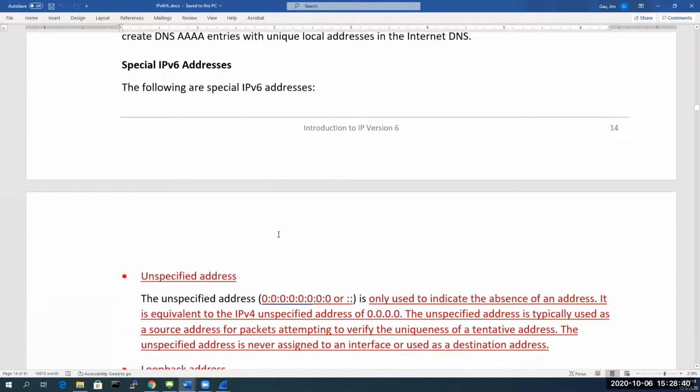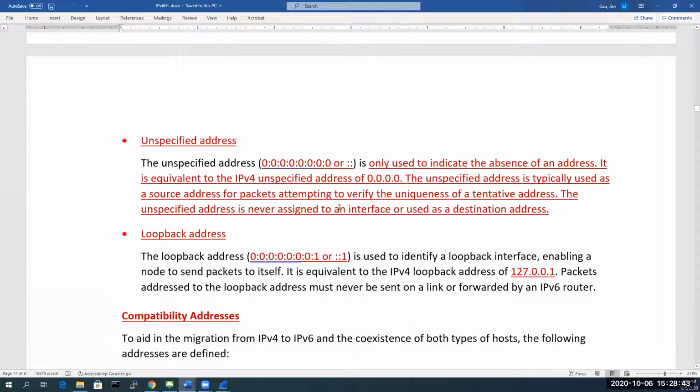Let's continue on. Okay, so let's talk about the unspecified address. The unspecified address is like ::, okay? It indicates that there is no address, and sometimes we use 0.0.0.0 as the equivalent in IPv4, as has been described in here.